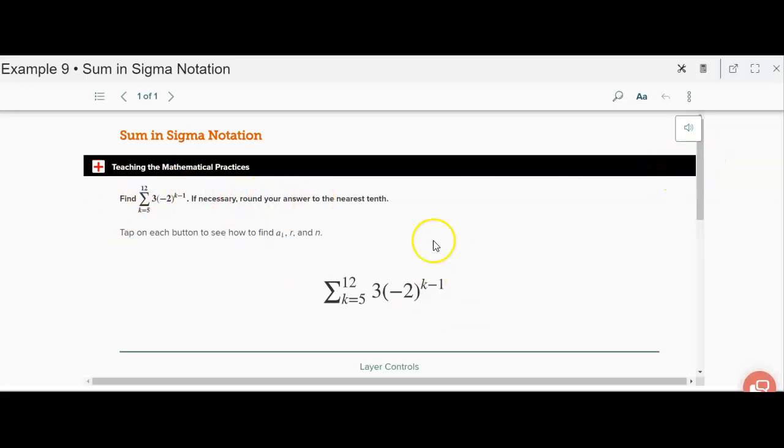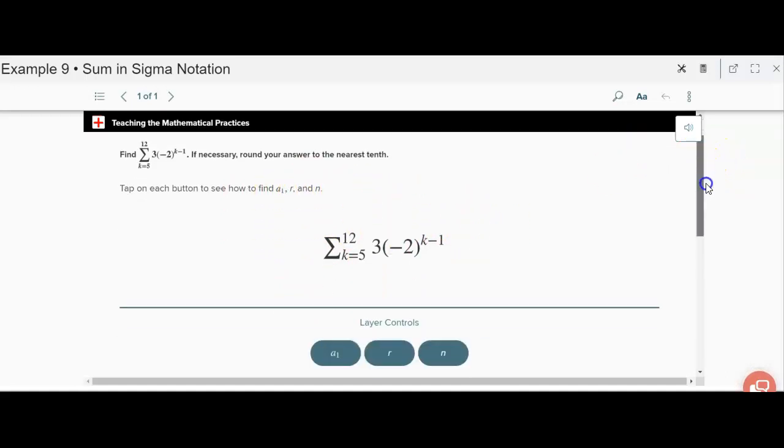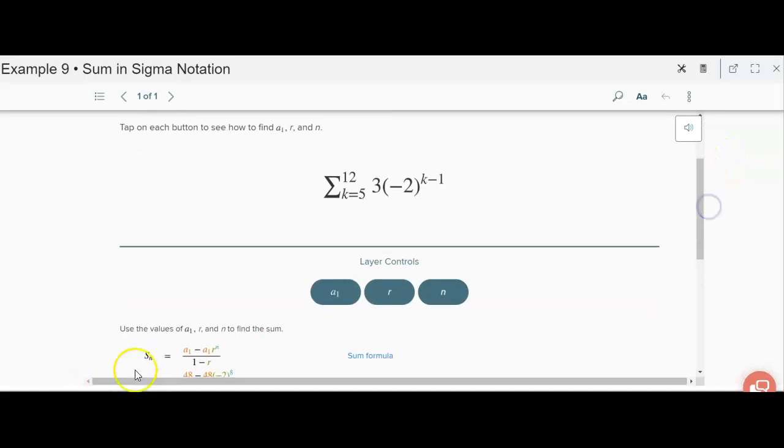But what we can do is from this, we can figure out A1, R, and N, and then that will help us to use our nifty little formula to find the sum much more quickly. So let's see how we would do that. Technically this would mean the 5th through the 12th term, but we could treat k equals 5 as our first term. So our first term, we will just plug in 5 for k. So 5 minus 1 is 4, negative 2 to the 4th is 16, times 3 is 48. So we'll treat this as our A1. Our A1, our first term, is 48.